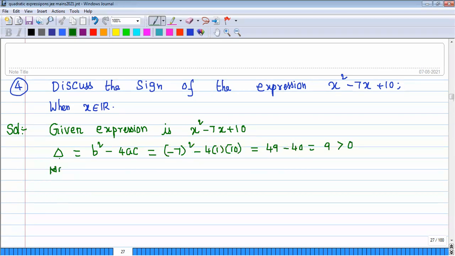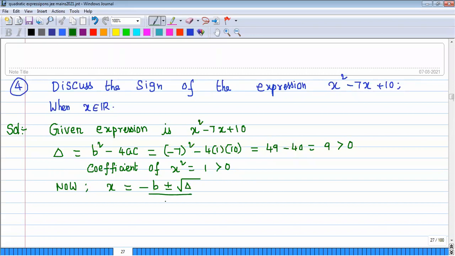Now the coefficient of x square we need to write first. The coefficient of x square is 1 and it is greater than 0, positive. Now the roots: x is equal to minus b plus or minus root delta upon 2a. 7 plus or minus root 9, root 9 is 3, upon 2. 7 minus 3 by 2 is 4 by 2, which is 2. 7 plus 3 by 2 is 10 by 2, which is 5. So 2 or 5.